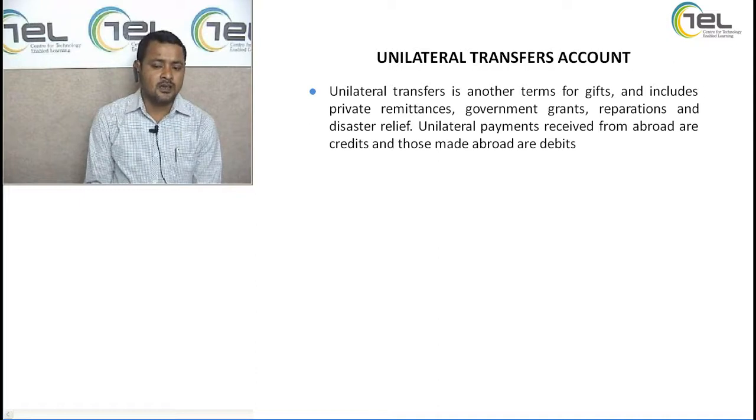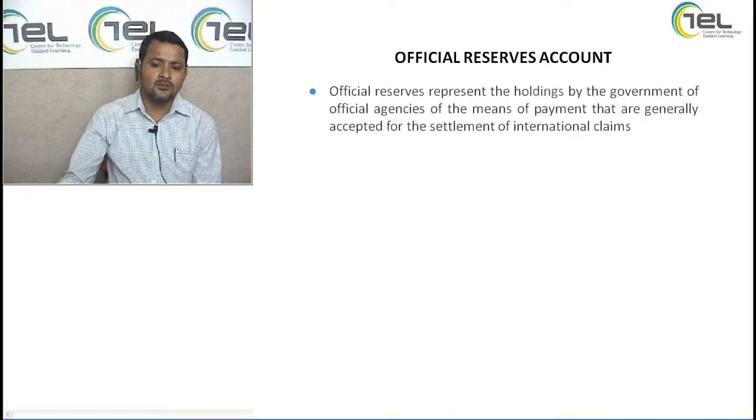These don't have any commercial replacements because in case of a natural disaster, if the Japanese government or the European Union gives us $500 million for the rehabilitation and relief of those people affected by a natural disaster like an earthquake, that's known as unilateral transfers. The next is official reserves account.